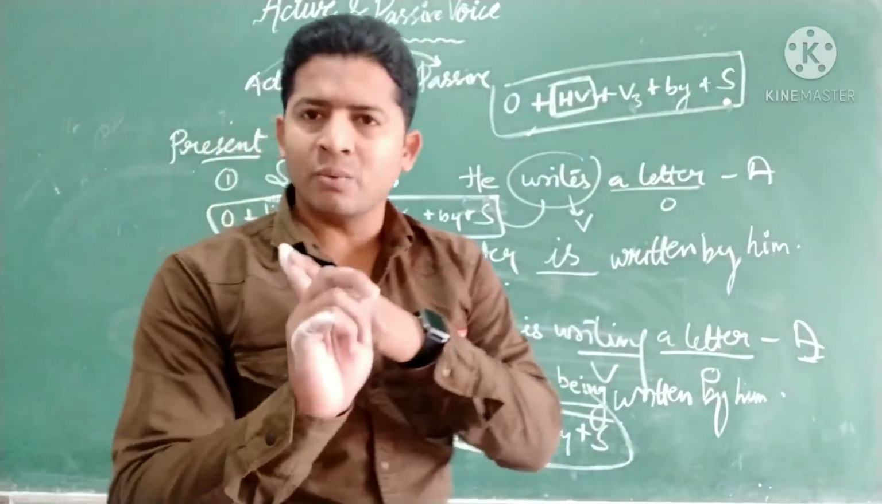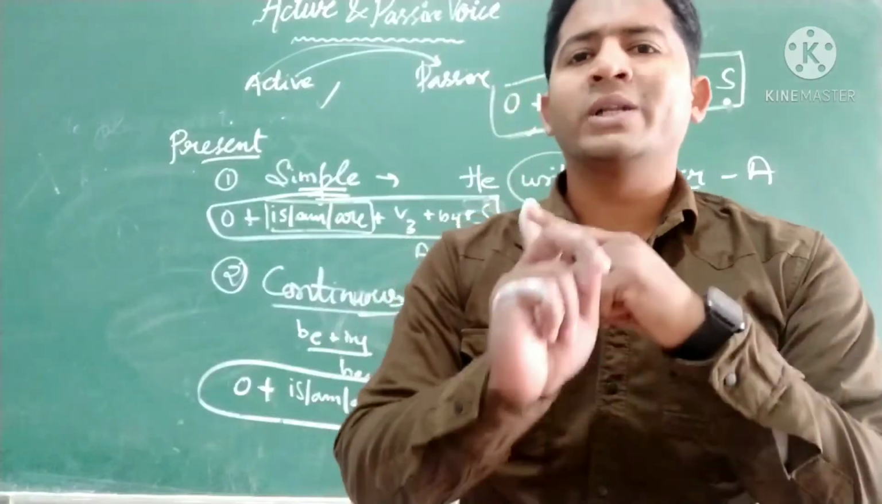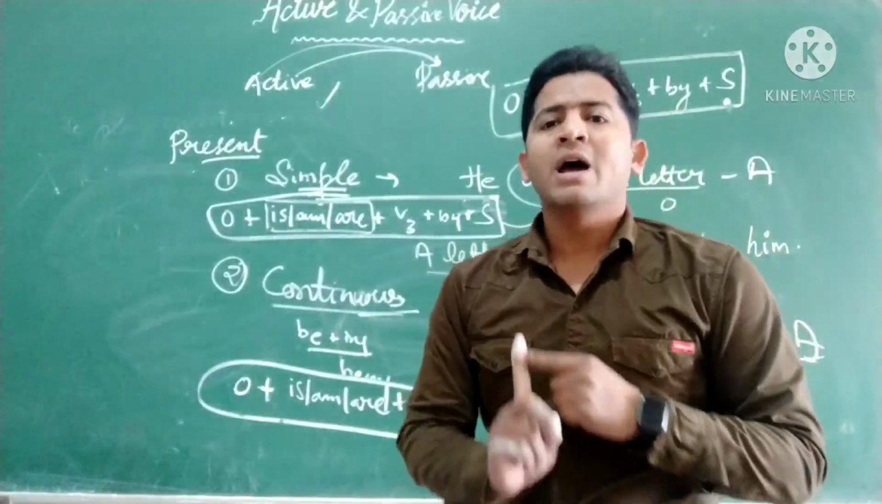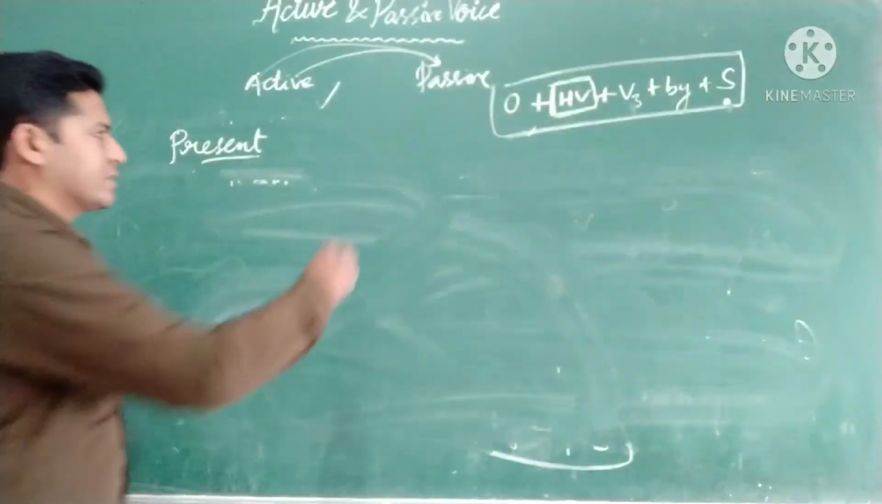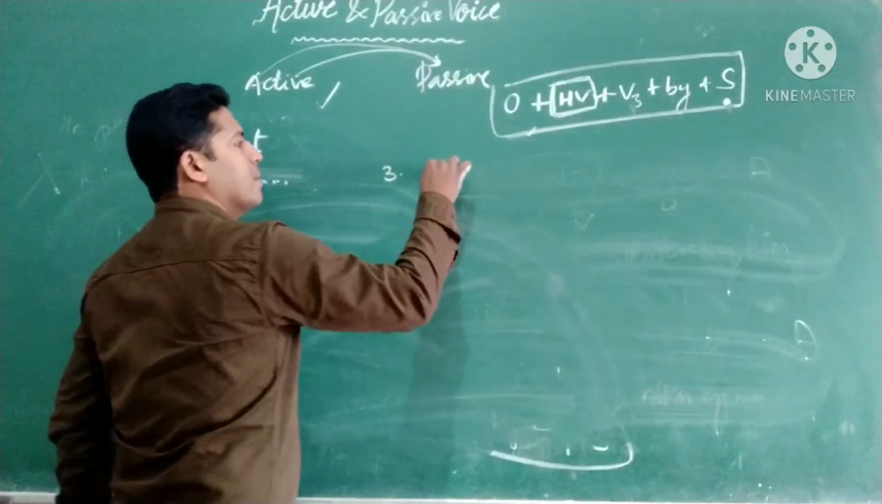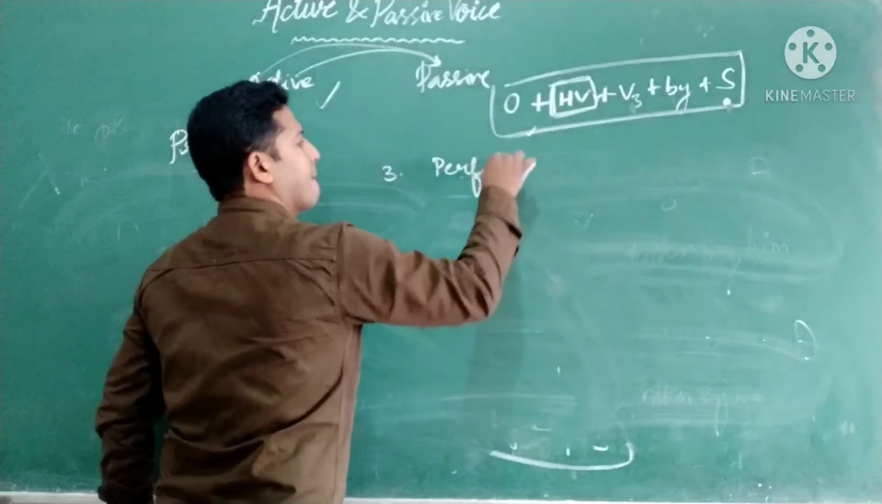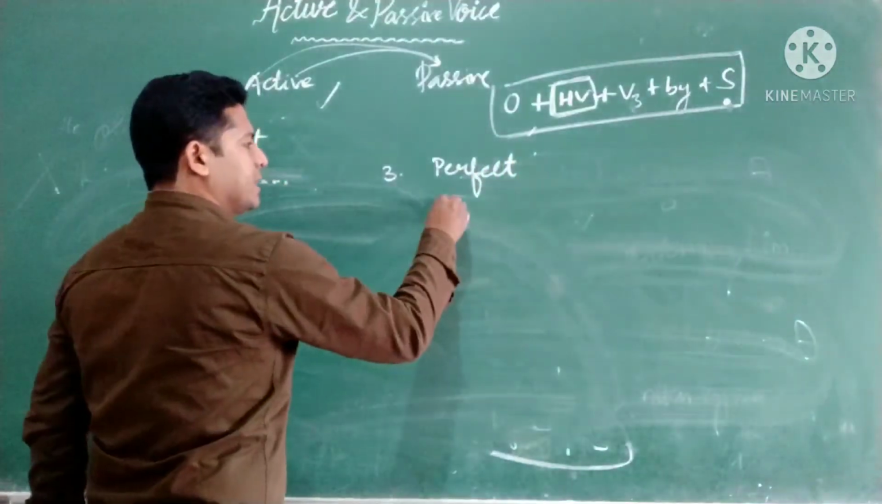When to use is? When the subject is singular, go with is. When the subject is plural, go with are. And when the subject is I, go with am. Let's talk about the third case. The third case is the perfect. Let's take the same sentence.